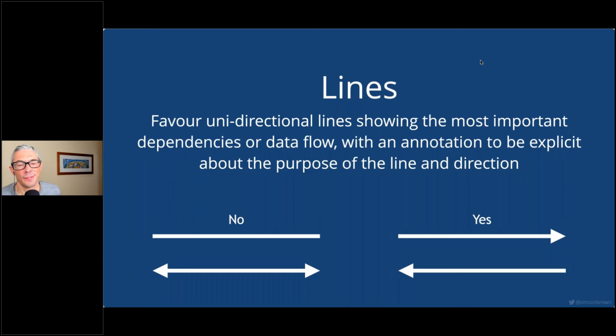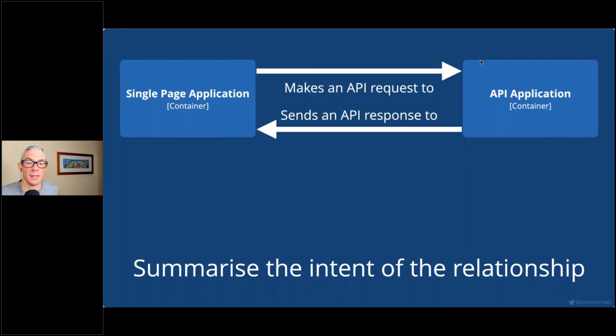Lines. One of the big questions I get all the time is lines. How do we draw lines? Which way do arrows go, etc., etc.? My preference is that all lines on a software architecture diagram should represent one-way arrows, so unidirectional relationships. That raises the question, which way do you point them? It's up to you. There's no right answer here.